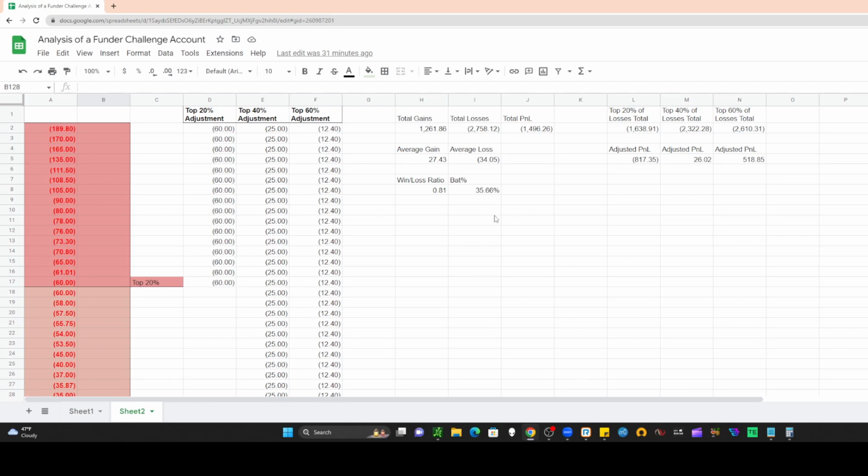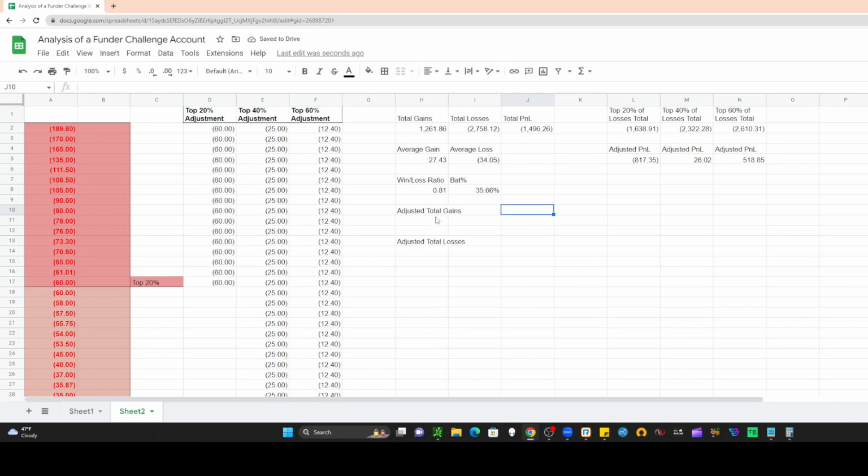Now, if I wanted to calculate the win-to-loss ratio, what I would have to do is basically do a readjusted version of this. So let's just do it right now so you can see how. So I'll say adjusted total gains, and I'll do adjusted total losses, and I'm just going to put the numbers right over here.